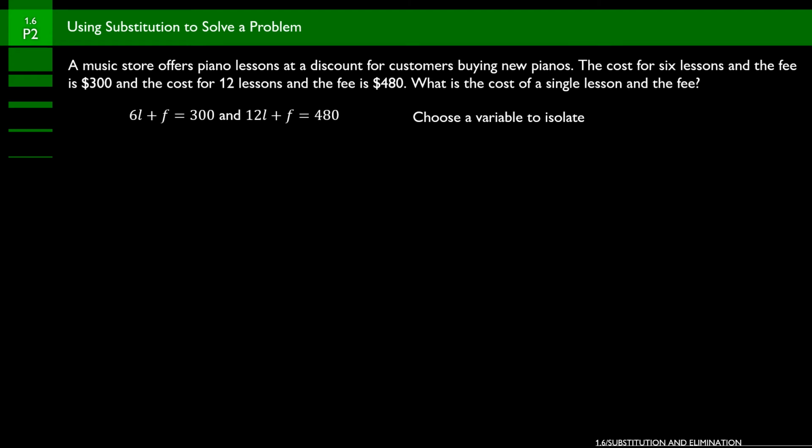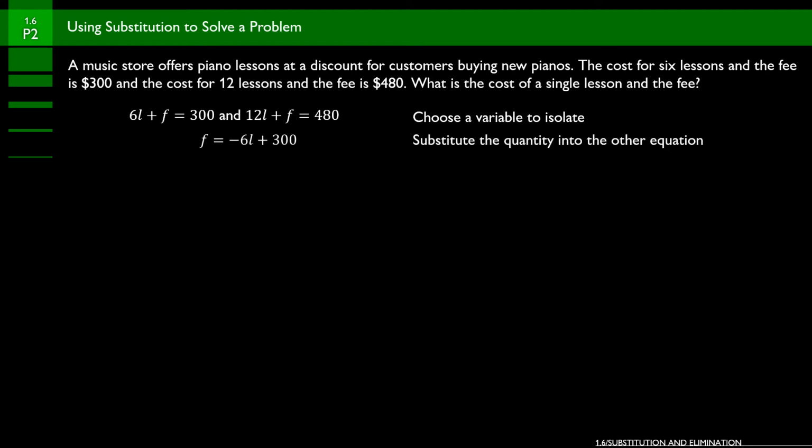So same thing that we're going to do on this one as we did with the last one. We're going to look to isolate one of those four variables, either the 6L, the F, the 12L, or the F. What you want to do with this one, go ahead and isolate one of the F's. And I'm just going to go ahead and choose to do the first equation. So we're going to isolate F by moving the 6L to the right side.